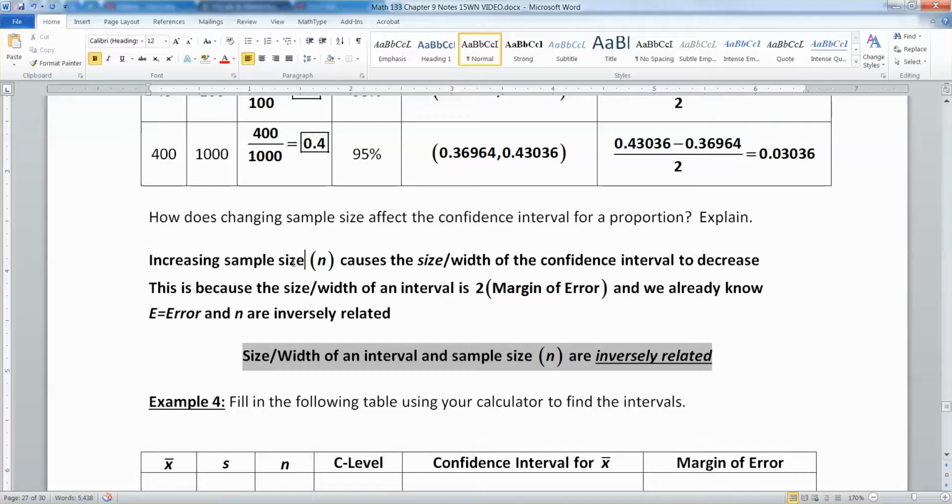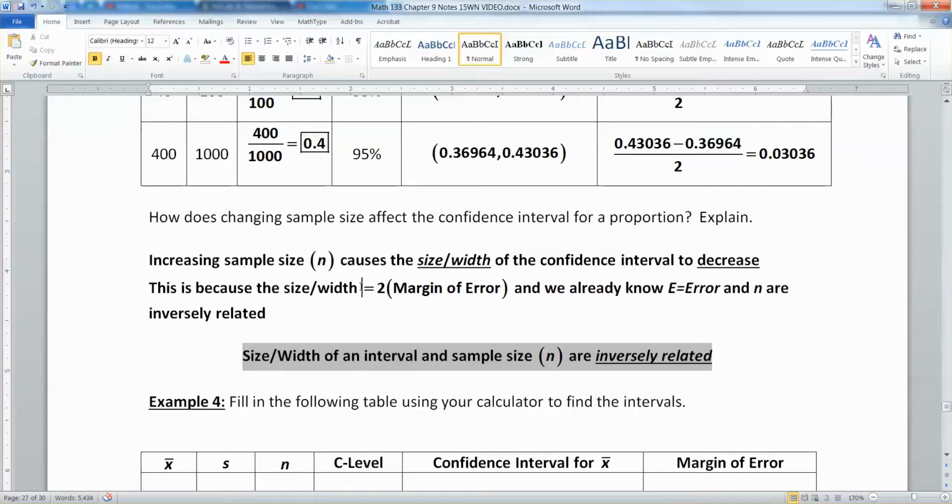Okay, so I tried to type this up. Increasing your sample size n causes the size, which is the same thing as width, of your confidence interval to decrease, to go down. So increasing n will cause the size to decrease. And that's what they asked us for. Now, why is that? Well, it's because the size or width of the interval is actually 2 times the margin of error. I'll make that an equation.